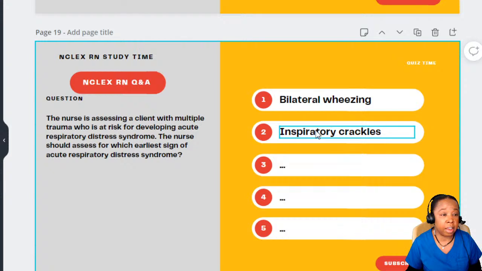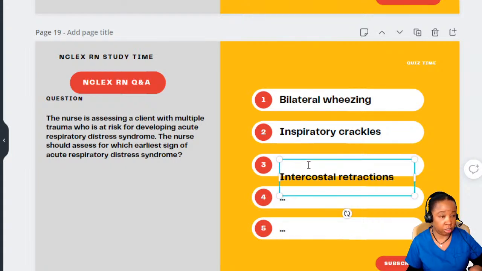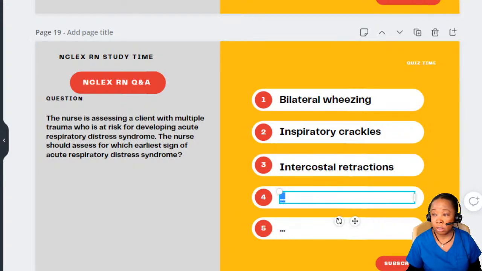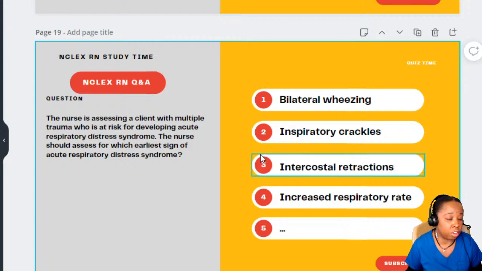The second one says inspiratory crackles. That means each time the patient takes a breath, you will hear crackles, and crackles is a sign that there is secretion in the airway. And the third option is intercostal retraction. Do you think the patient will have intercostal retraction? Or do you think the patient's respiration will be increased? It says increase in respiratory rate. What do you think a patient with ARDS will have?